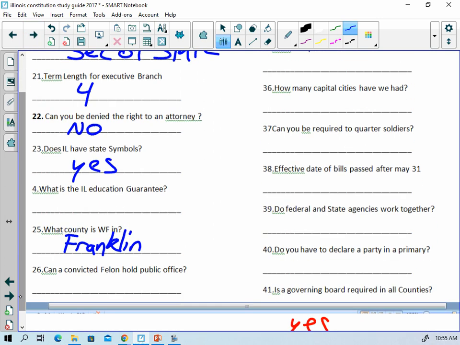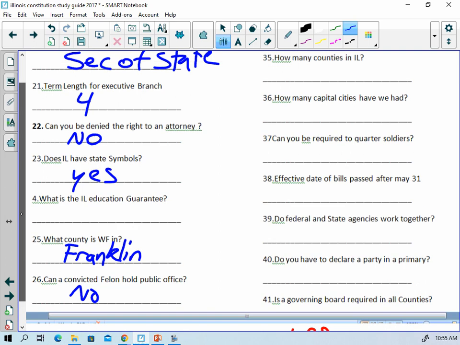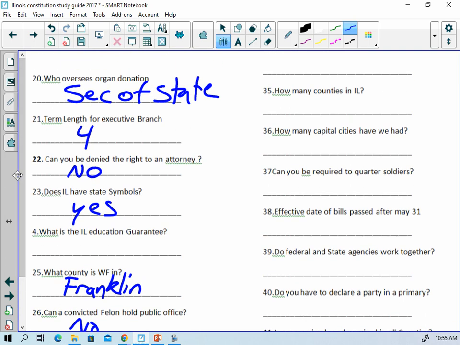Can a felon hold office? No. Although we haven't done that one yet, my bad. Giving you too much information. How many counties? We haven't done that. How many capital cities have we had? We'll ask you to name them later. Most missed question on your test.